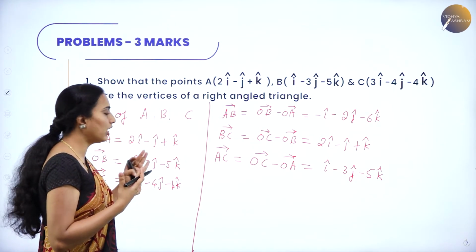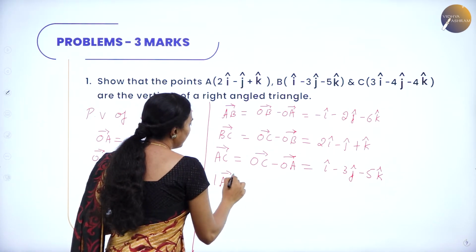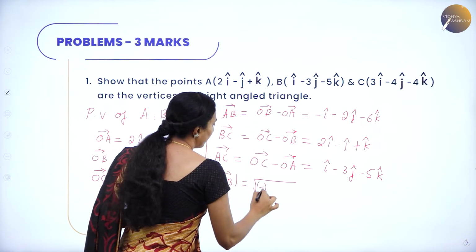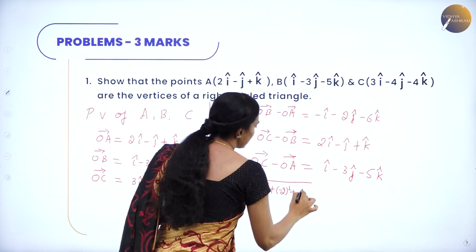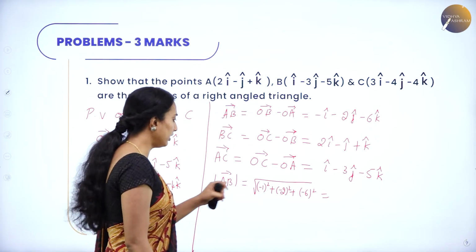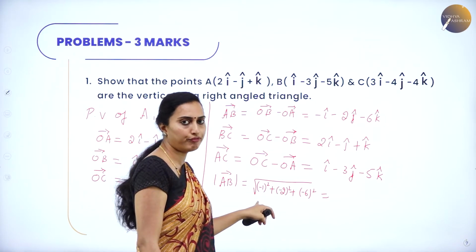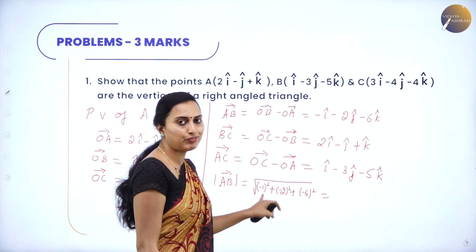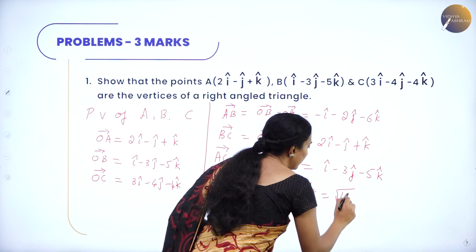Let us now find the magnitudes. What is the magnitude of AB? It is the square root of minus 1 whole squared plus minus 2 whole squared plus minus 6 whole squared, right? Now let us calculate this. 1 squared is 1, 2 squared is 4, so 4 plus 1 is 5. Again, 6 squared is 36. 36 plus 5 gives you root 41.